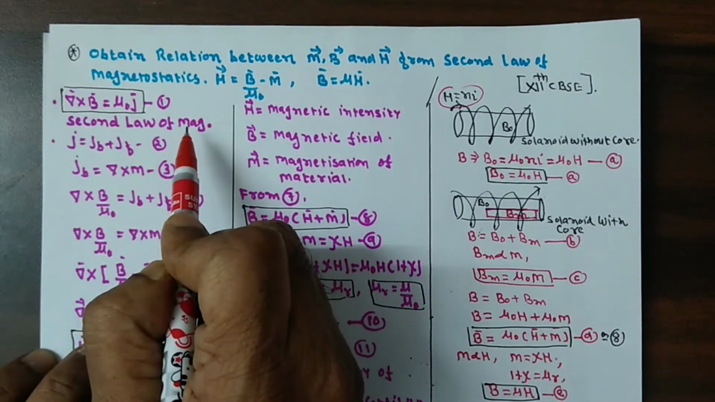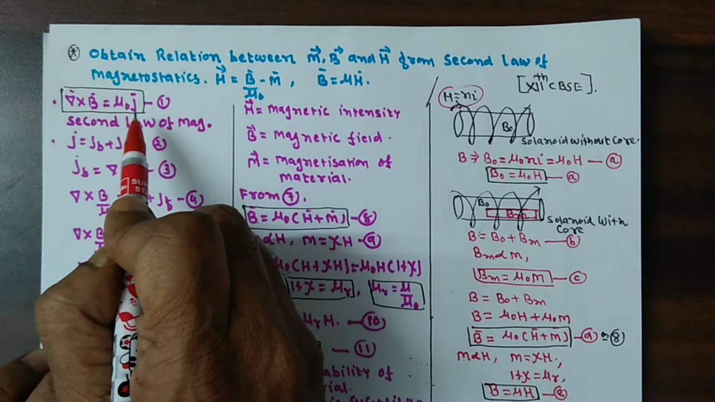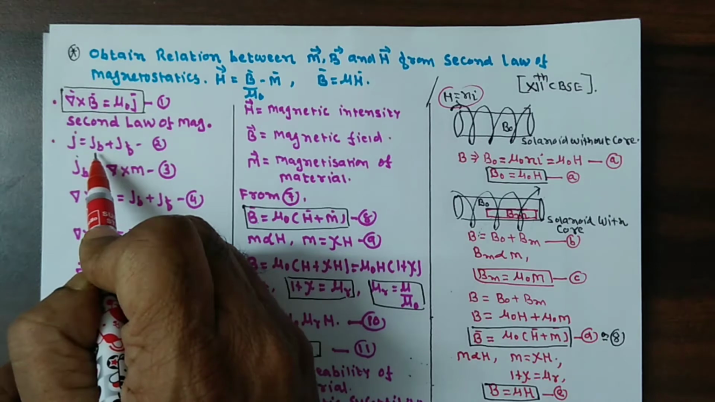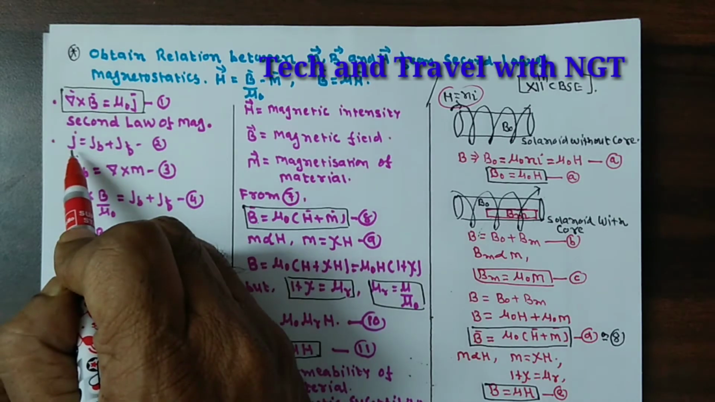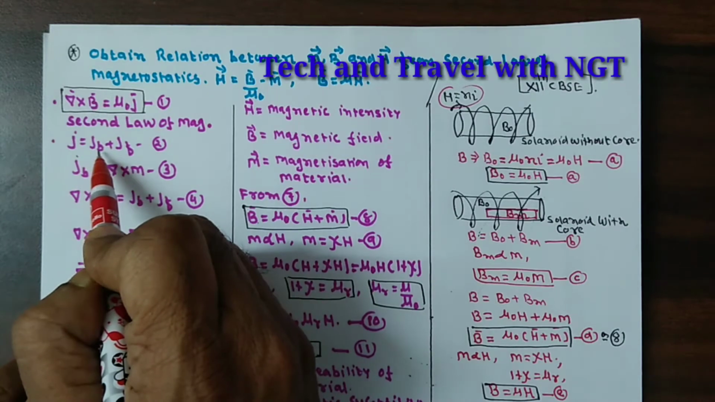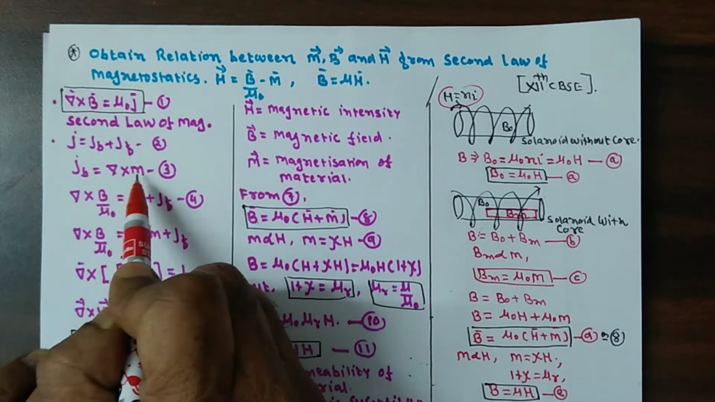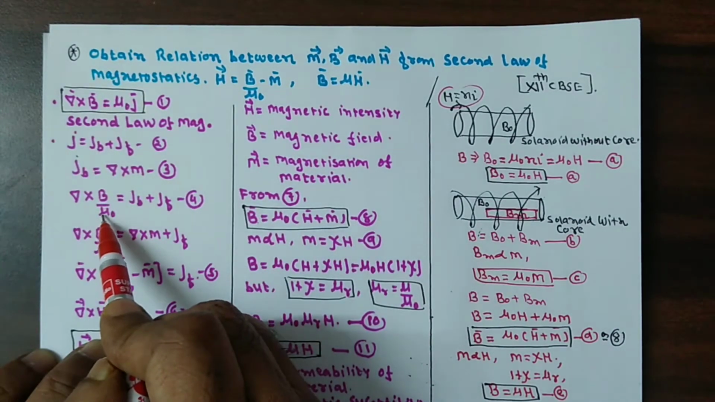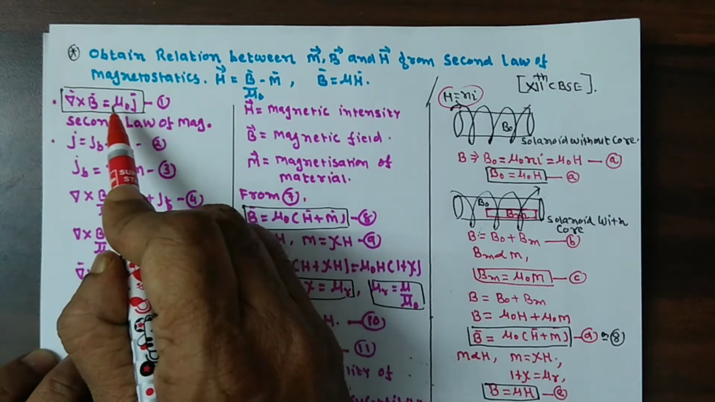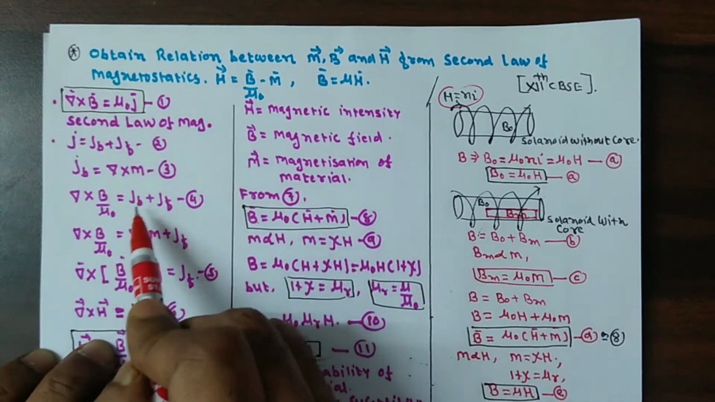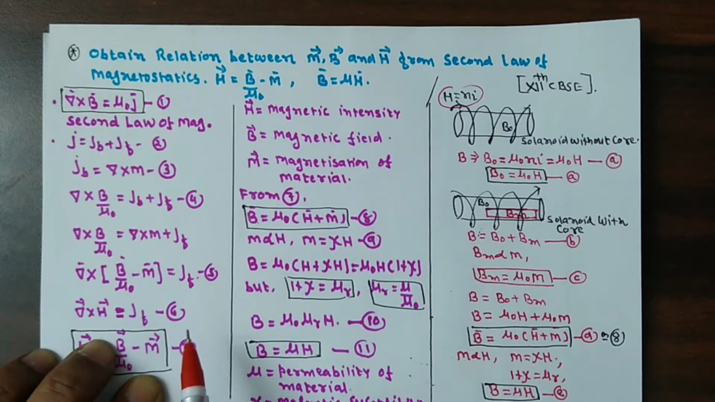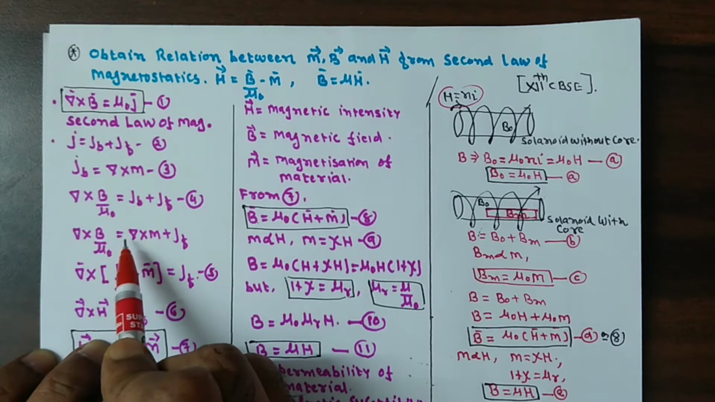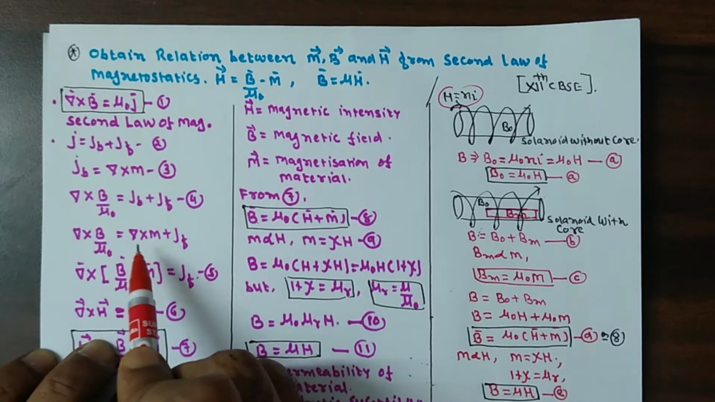From second law of magnetostatics, you can say here curl of B equal to mu 0 into J. J will be divided into two quantities, bound current density and free current density. So J equal to JB plus JF. But what is JB? JB equal to curl of M, curl of magnetization, equation number 3. Now mu 0 in denominator, curl of B by mu 0 equal to only J. But what is J? J equal to JB plus JF. Okay. So now place the value of JB here. So curl of B by mu 0 equal to curl of M plus JF.